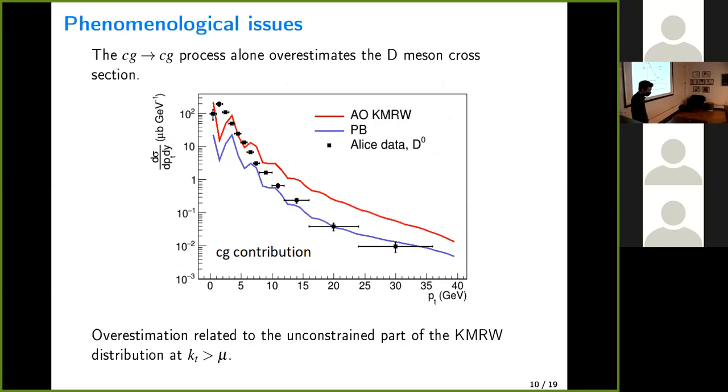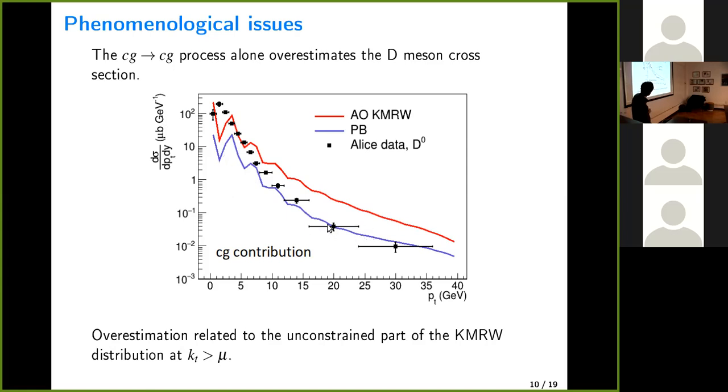Which is that if you use this KMR PDF, and if you want to compute the D meson, and if you include just the charm gluon contribution to D meson, you will get this red line, which overestimates the cross section by about a factor of 4. And instead, if you use parton branching integrated PDF, you get a good result. Here you are below the data because the gluon contribution is missing.